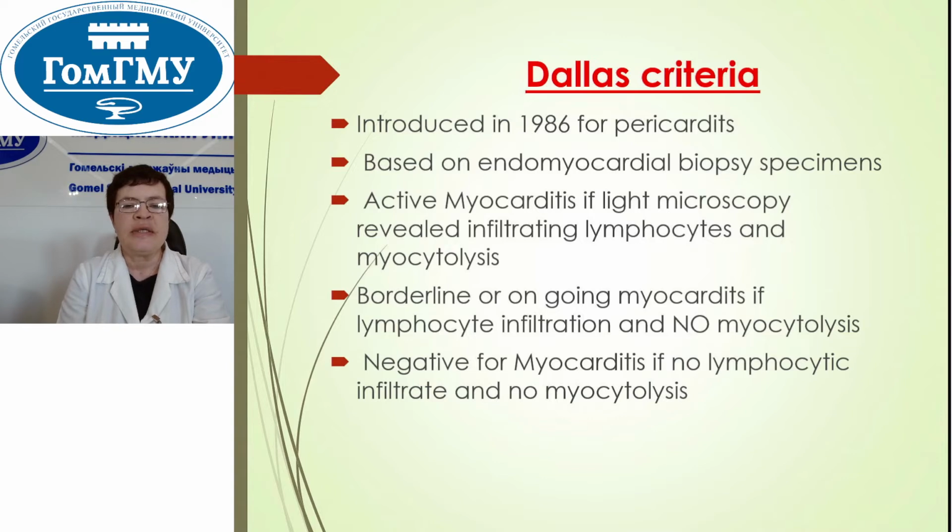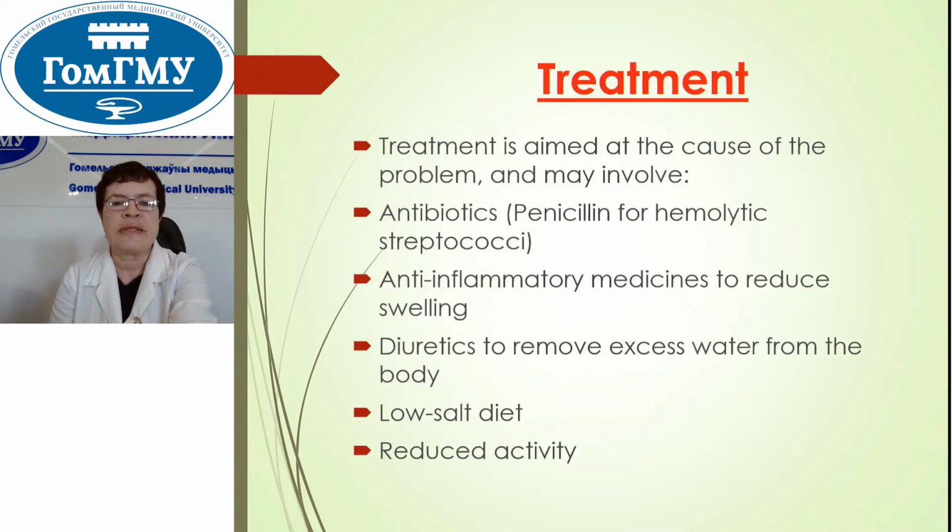Active myocarditis if light microscopy reveals infiltrating lymphocytes and myocytolysis. Borderline myocarditis or ongoing myocarditis if there is lymphocyte infiltration and no myocytolysis. And negative for myocarditis if no lymphocytic infiltrate and no myocytolysis.